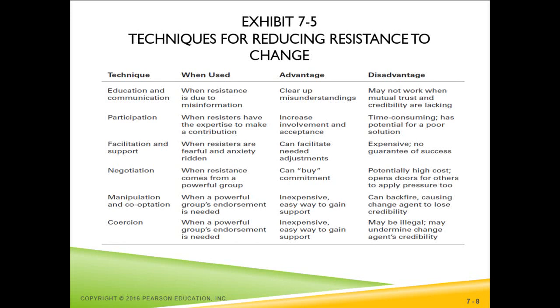Several strategies have been suggested in dealing with resistance to change. These approaches include education and communication, participation, facilitation, support, negotiation, manipulation, and co-optation and coercion. These tactics are summarized in Exhibit 7.5. Why do you think people are so resistant to change?